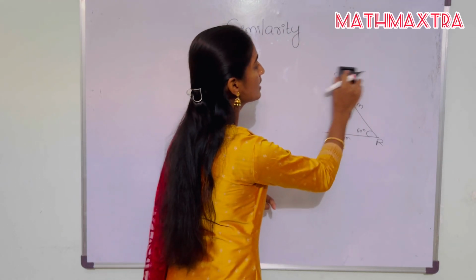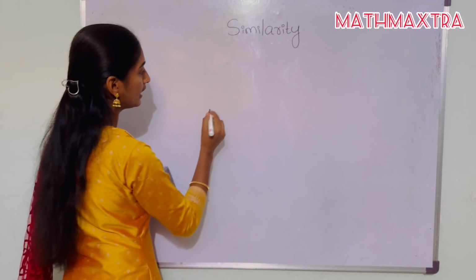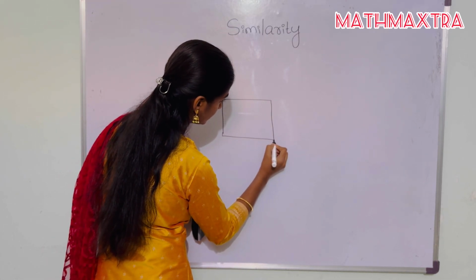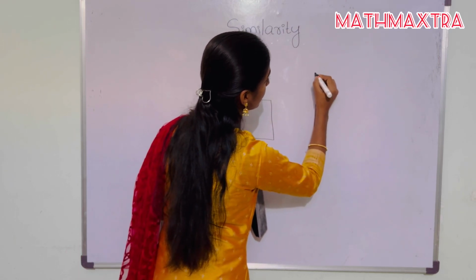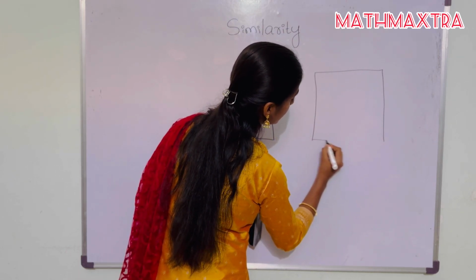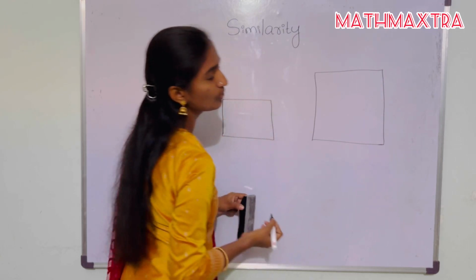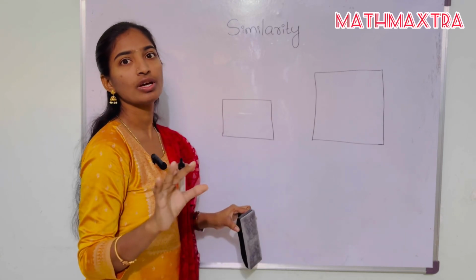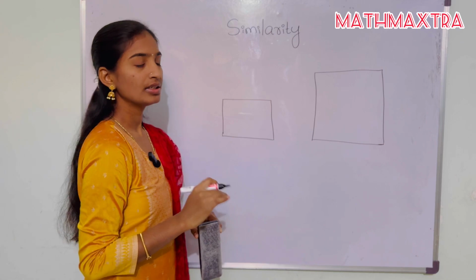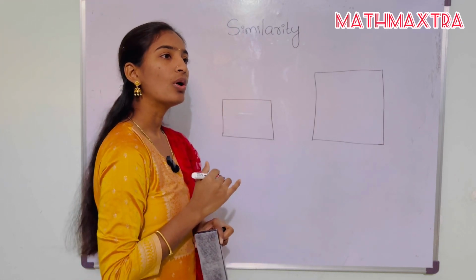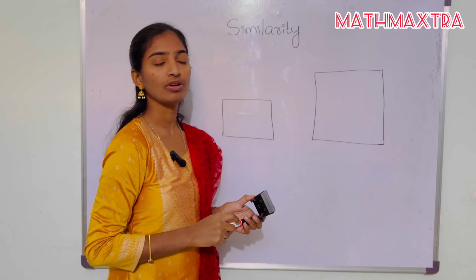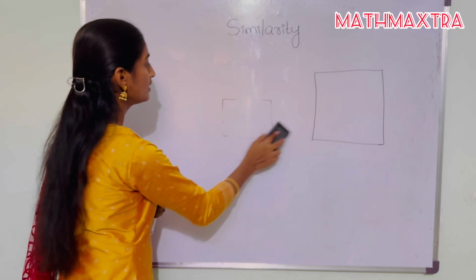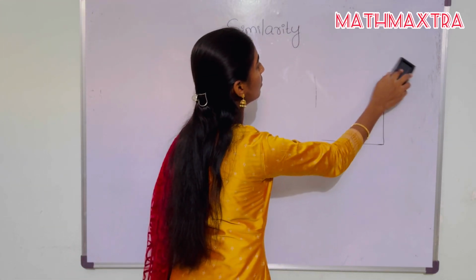Next case is squares. You take any two squares. So this is one square and this is another square. In this case also, what you need to see is only the shape of the figures. All the squares have the same shape, right? That is why they are similar. You take any two squares, they are always similar. These are fine because these are all regular.